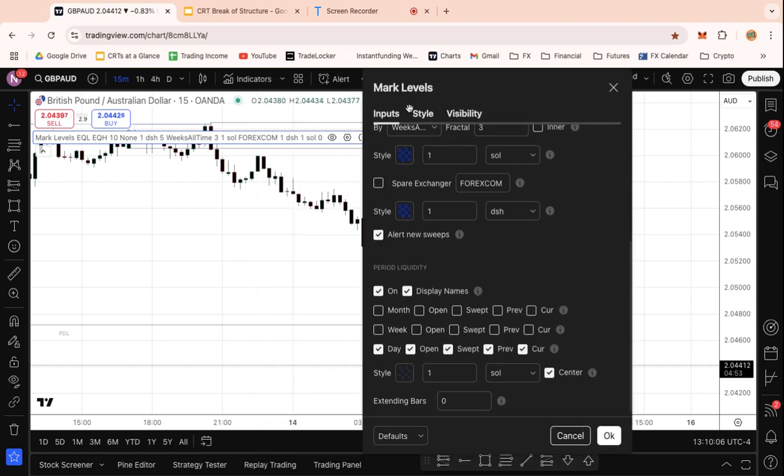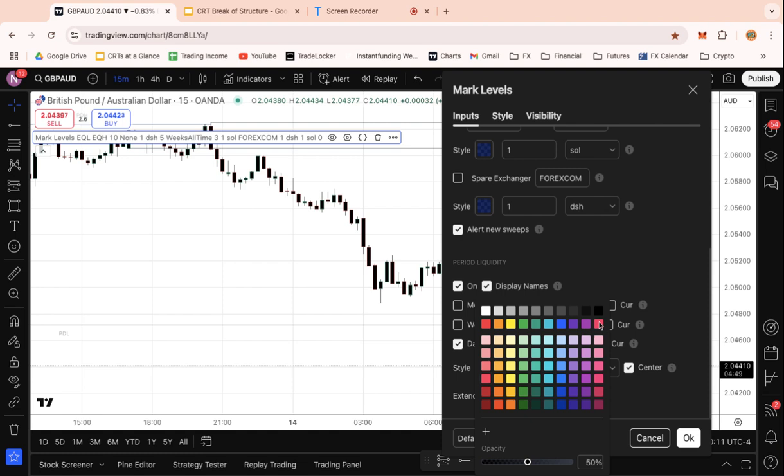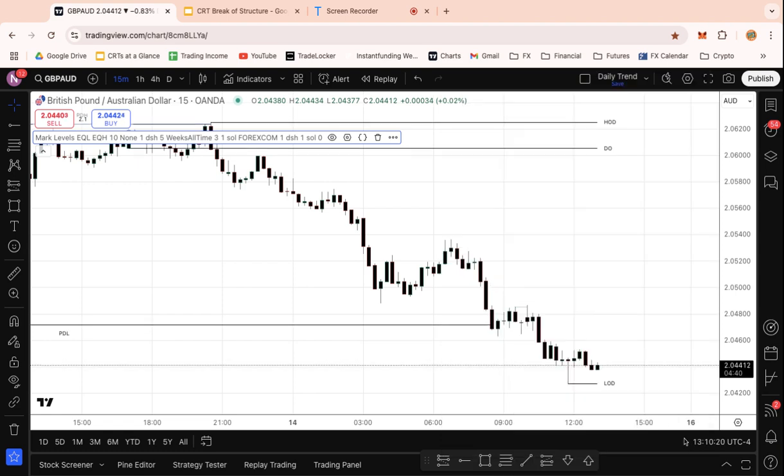I also like to make the appearance of the indicator black. Let me find that. I think that's right here under style. Let me make sure the opacity is like 100%. I think that should darken it up. Yeah, it does. And that's it. So here we go.